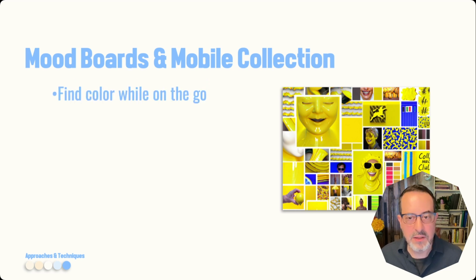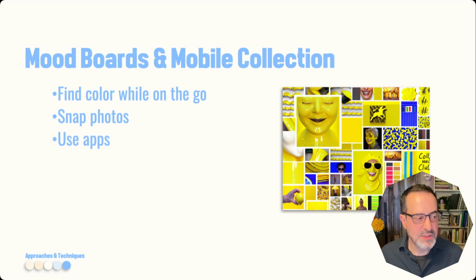So find your color as you're out and about. Again, take photos, collect objects, little strips of paper. And once you've snapped these photos, you can use various apps. I'm going to list some for you right now. Also in the resources section, there's even more. But what do we do with all these pieces? Again, you can paste them onto a board.